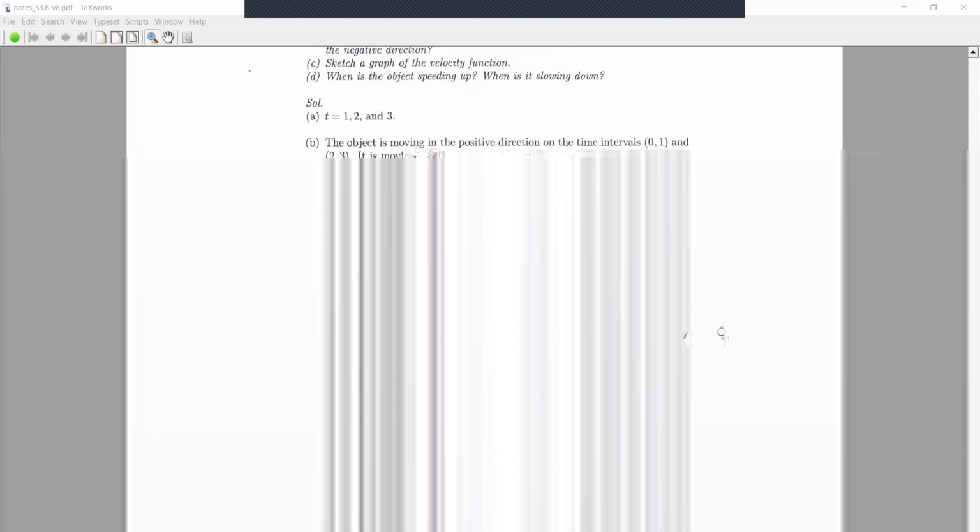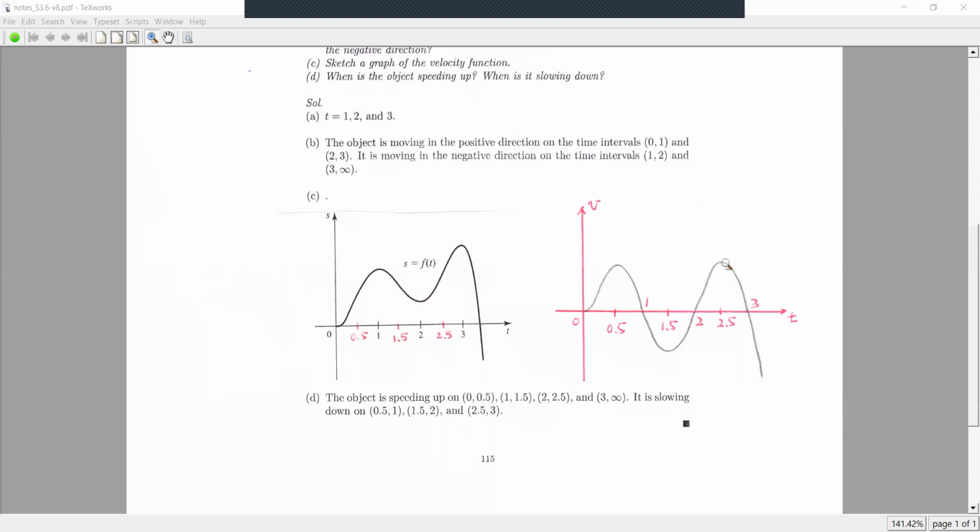Now, the last interval from 2.5 to 3. The graph of velocity is decreasing and is positive. So therefore, speed is decreasing. So over this time interval, the object is slowing down and is moving in a positive direction.